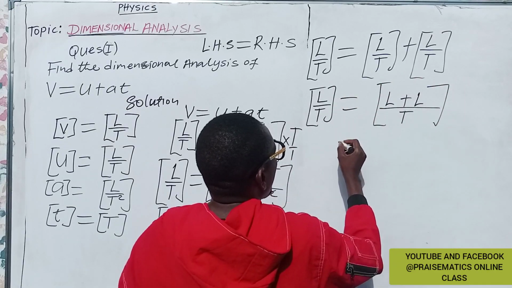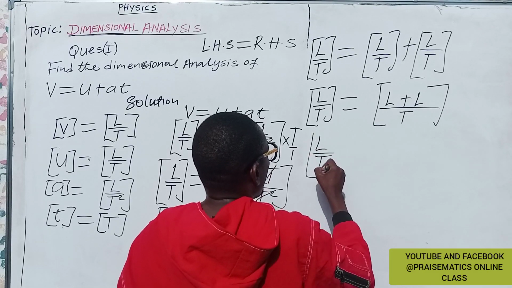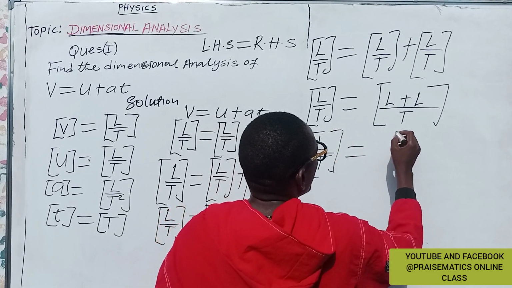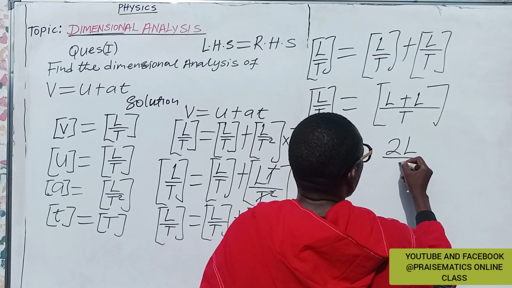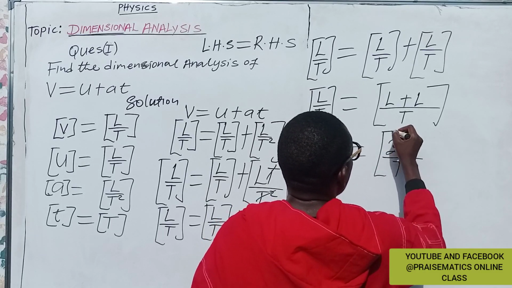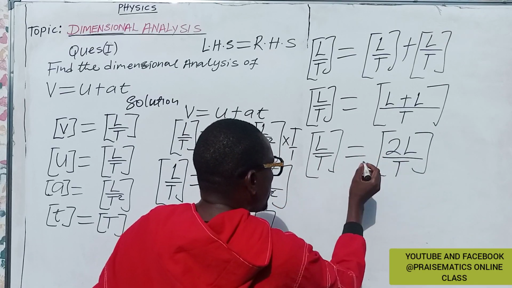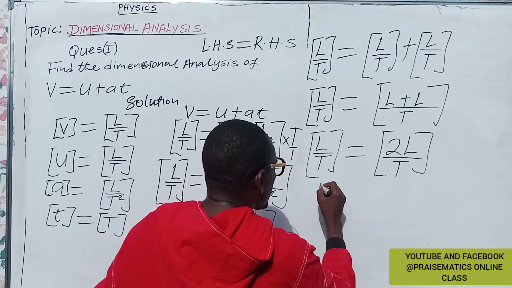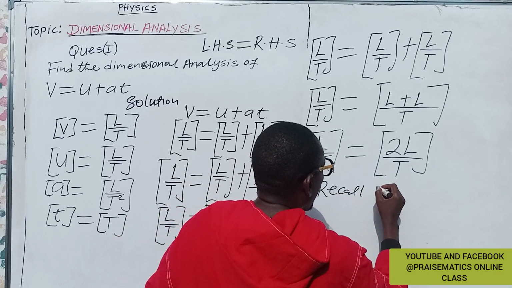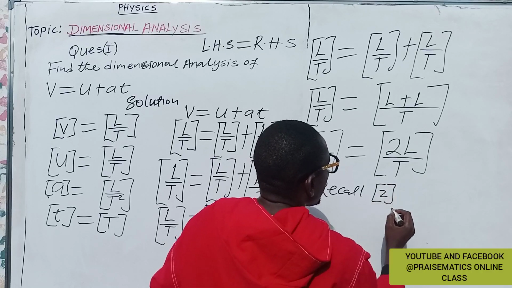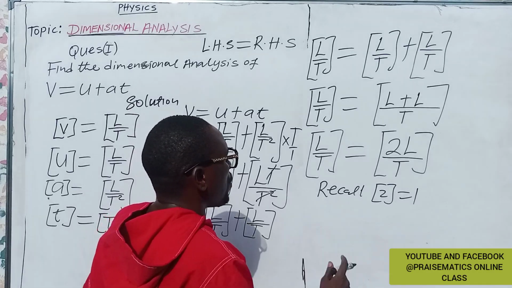Finally, we have L over T, the dimension of velocity, is it equal to 2L over T? Is this equal to this? Yes. The reason is that we should always recall that the dimension of 2, or any constant, is 1, meaning it has no dimension.